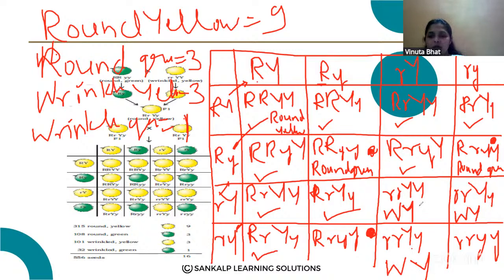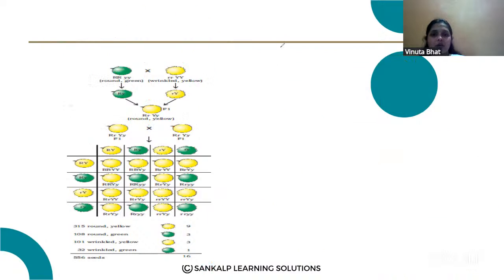So here wrinkled yellow 1, 2, 3, right? 3. And round green here 1, 2, 3. Round green, and last this one, so that is wrinkled green. So the ratio is 9 is to 3 is to 3 is to 1. So you can check this checkerboard and practice this checkerboard. That is one of the very important questions for your board exam.